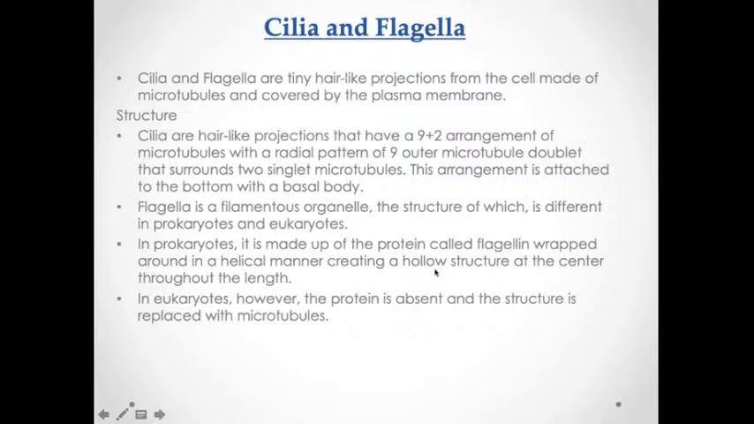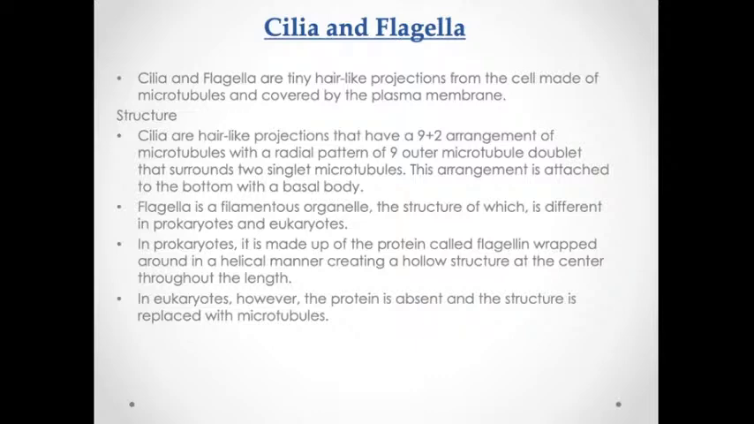Cilia and flagella are tiny hair-like structures projecting from the cell, made of microtubules covered by the plasma membrane. Cilia are hair-like projections that have a 9 plus 2 arrangement of microtubules, with a radial pattern of 9 outer microtubule doublets that surround 2 singlet microtubules. This arrangement is attached at the bottom with a basal body.